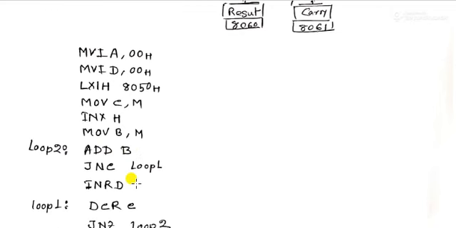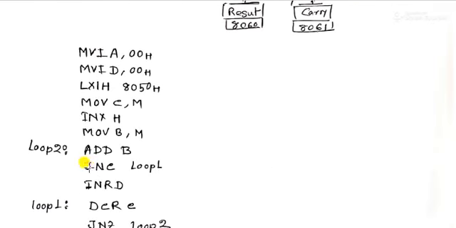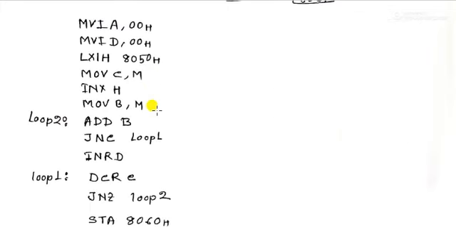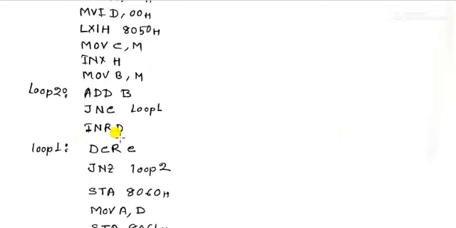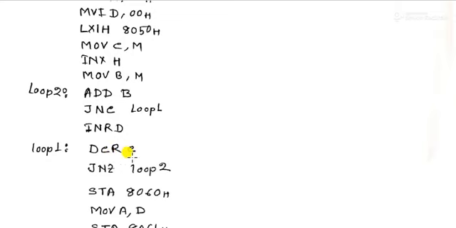ADD B. Here we check if carry is generated. If carry is not generated, jump on no carry, then jump to here. If carry is generated, we have to increment the D register, so INR D increments the D register. If carry is not generated, come to here. Here we have to decrement the C register, so DCR C.